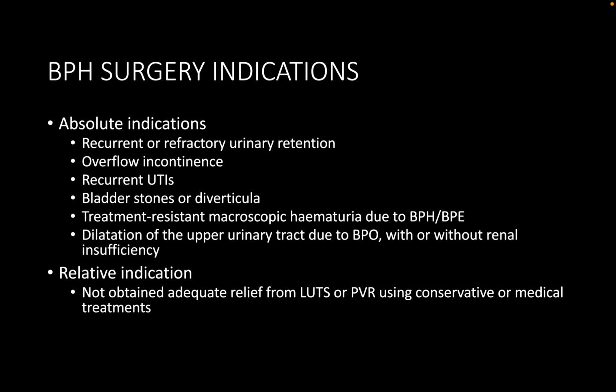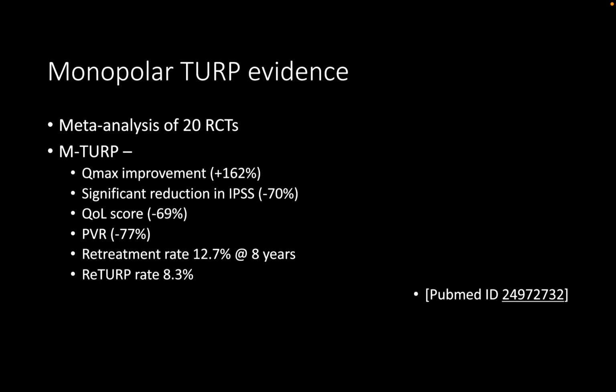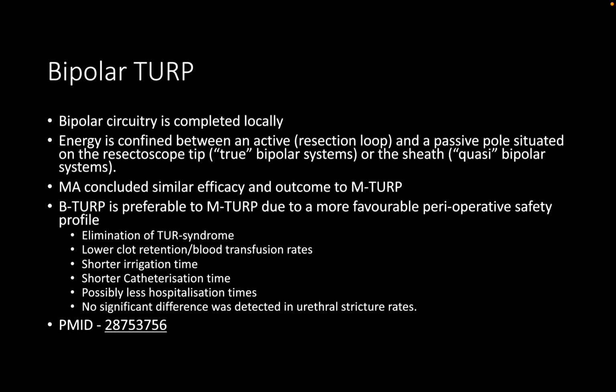Yes. So given that he has an 80 cc prostate, and if I'm considering a TURP here, I will be going for a bipolar TURP for the main reason that the size of his prostate puts him at risk of a TUR syndrome if I were to go for a monopolar TURP. So bipolar will be the preference. And other options would be a HoLEP.